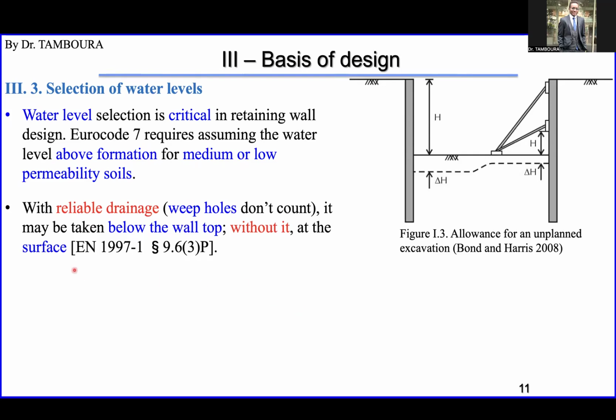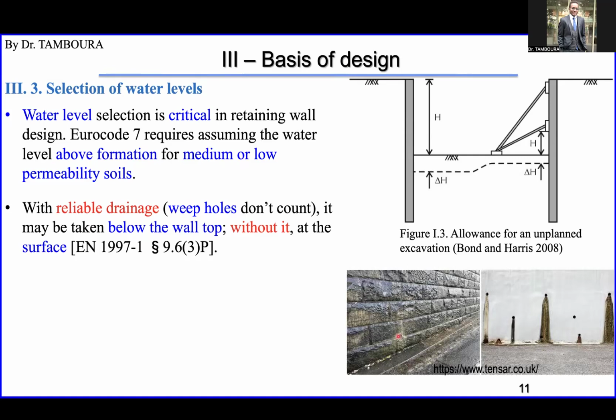Okay, but when we talk about reliable drainage, we are not talking about weep holes. These kinds of holes, you may see them sometimes on the retaining wall. This kind of wall, we don't consider this as reliable drainage. Okay, we are talking about very specific drainage that can take water away.